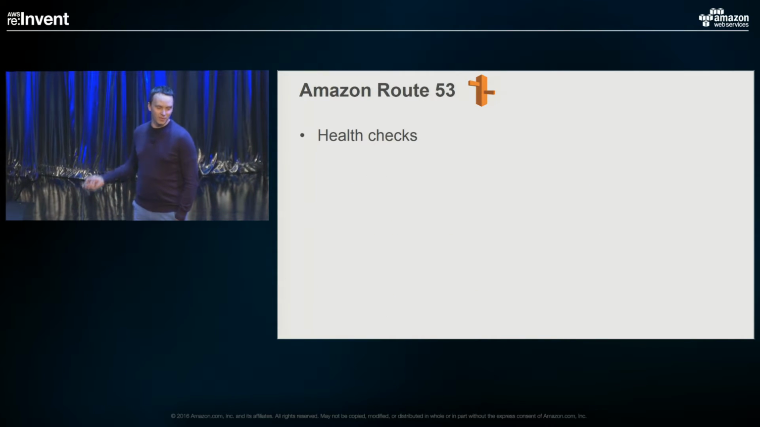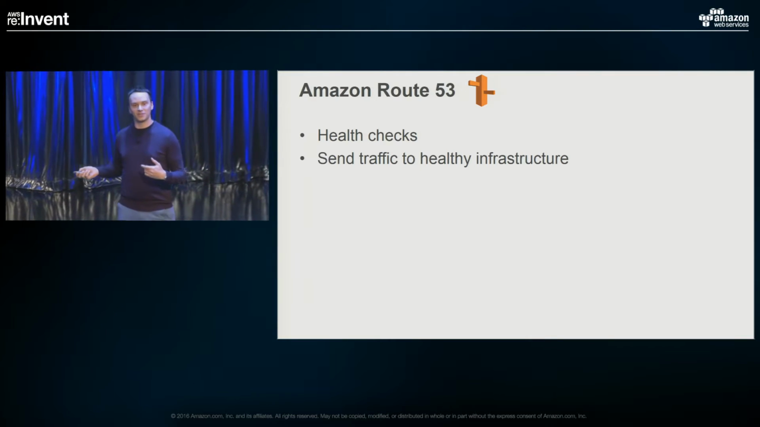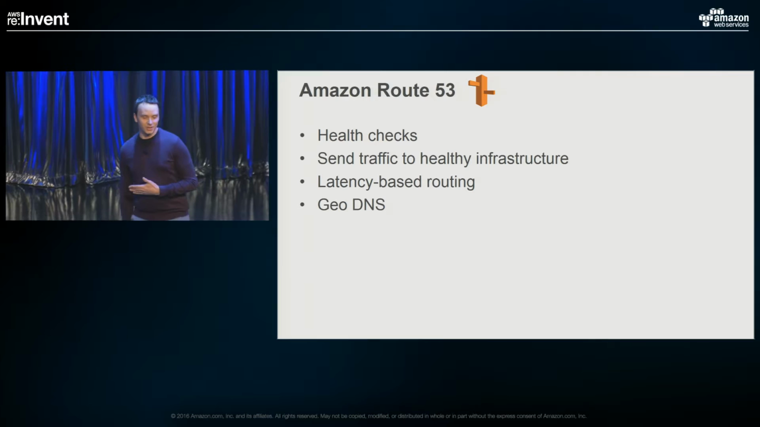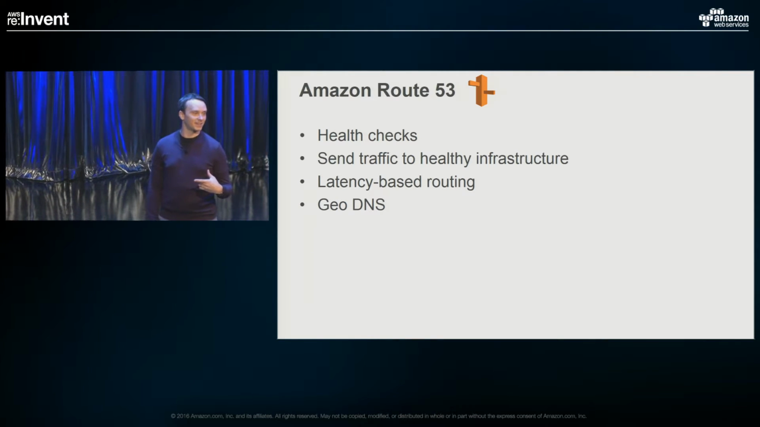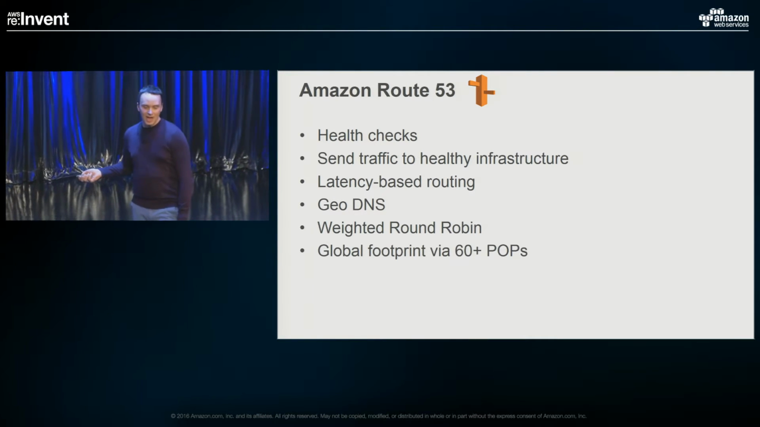So with Route 53, we support health checks where you can send traffic to healthy environments, and latency-based routing, which controls the ability to say a user gets routed to the region closest to them, regardless of where they are globally. You can get tighter with GeoDNS and say anything from this specific country or region gets routed to this endpoint, if you need to. And round robin.